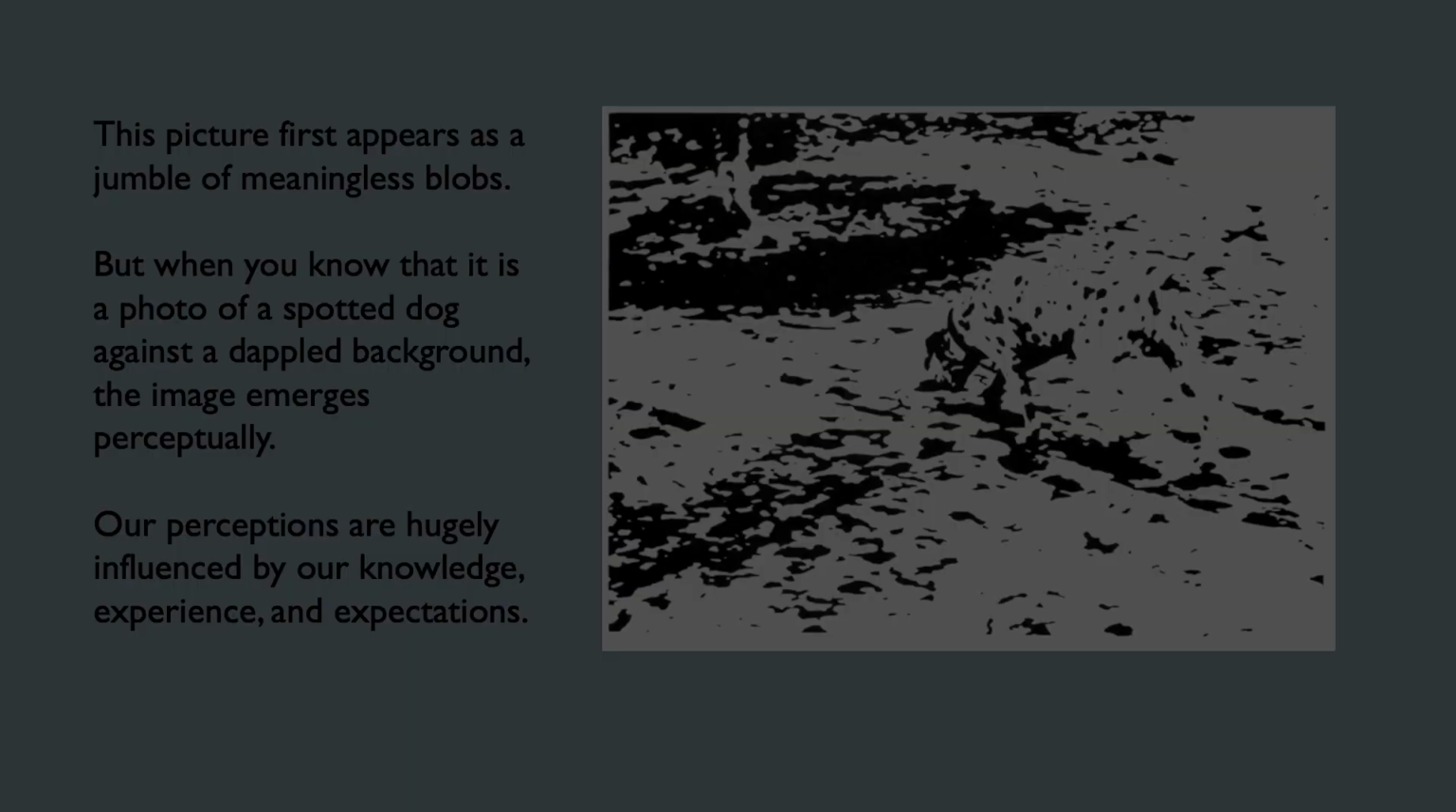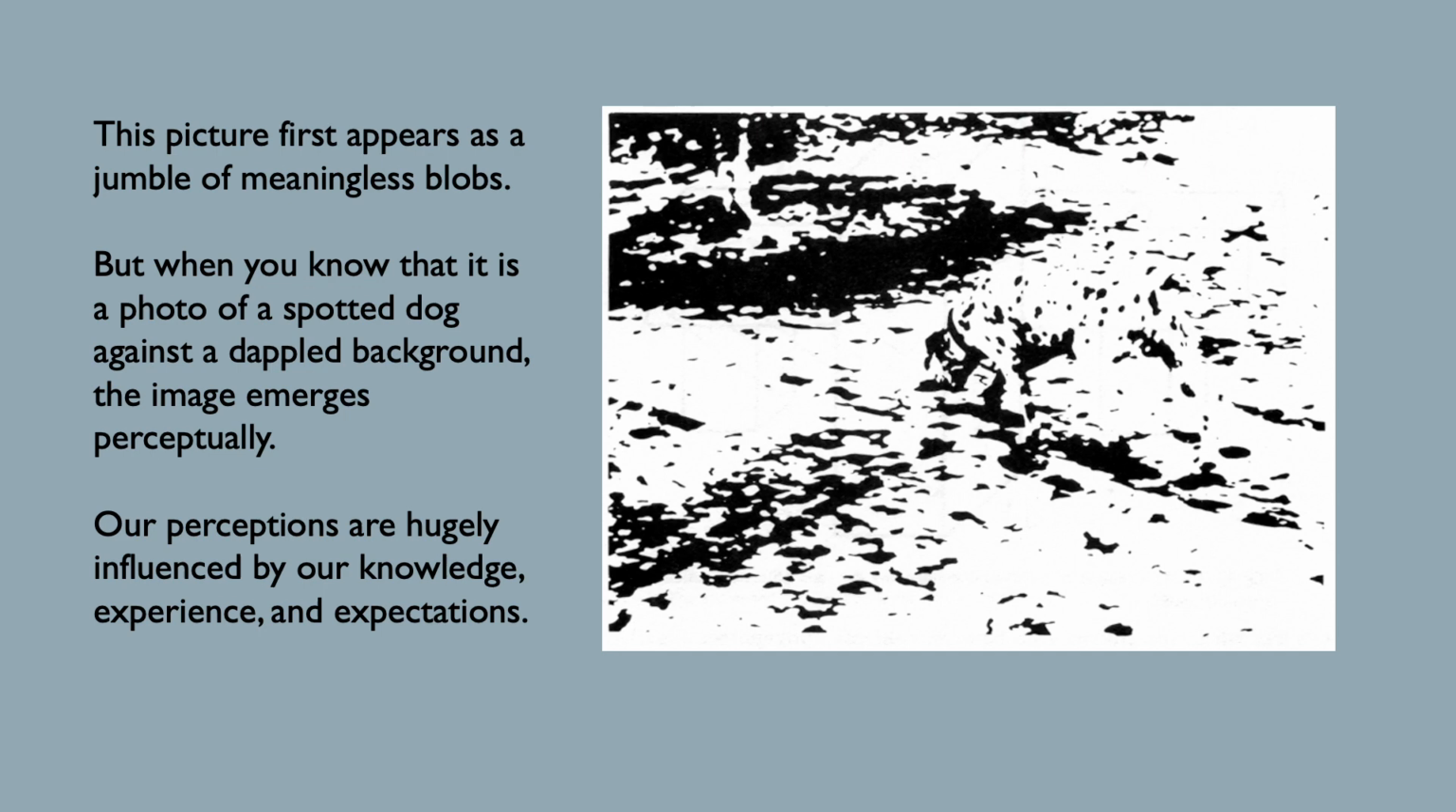When you first view this picture, it appears as a jumble of meaningless blobs. But when I tell you that it's a photo of a spotted dog against a dappled background, the ears emerge, the nose, the legs, and so on, and the picture gradually assumes a meaning. Our stored knowledge of thousands of dogs we've seen in the past enables us to reconstruct this image correctly.